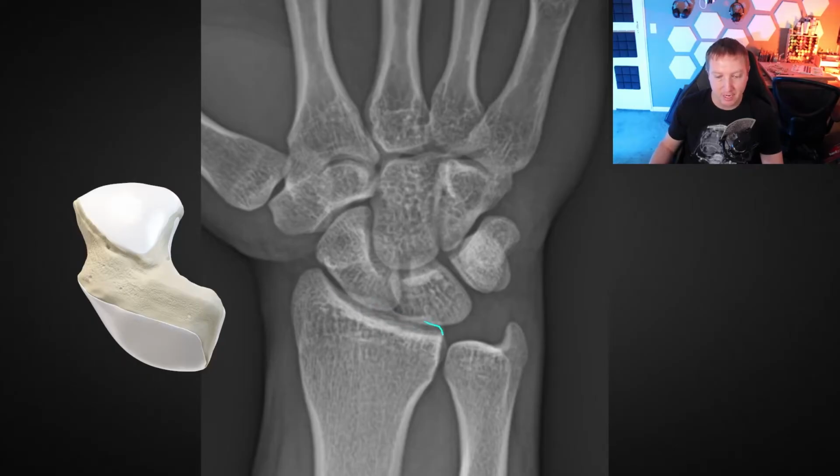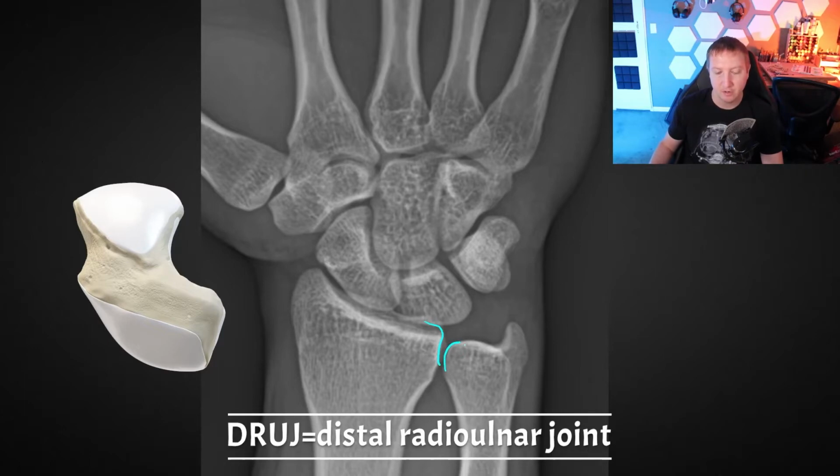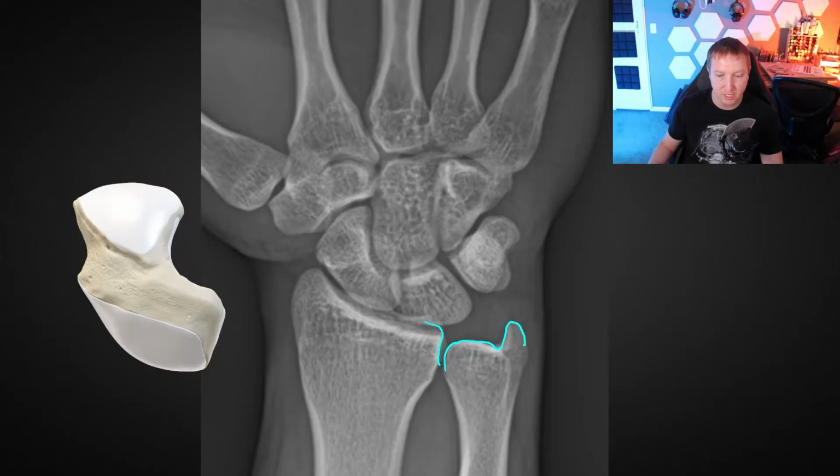And then this curls around here to the sigmoid notch of our radius, which articulates with the head of our ulna. And our ulnar head comes around here, and then oftentimes there'll be a little divot before we get to the ulnar styloid process. And we, in this case, can see the groove for the extensor carpi ulnaris coming up this way.